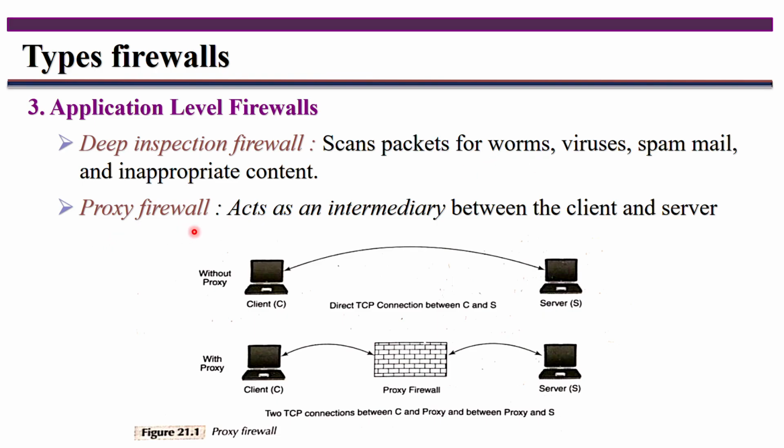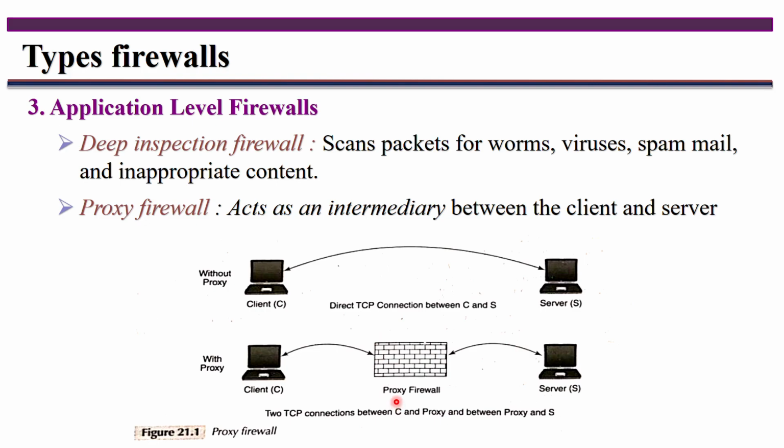Next one is the proxy firewall. For example, here this one is the client and this is the server. Client and server can directly establish the connection, and after establishing the authorized connection, they can transfer the packets directly between client and server. But instead of sending directly, here you are using one firewall, which you call a proxy firewall.